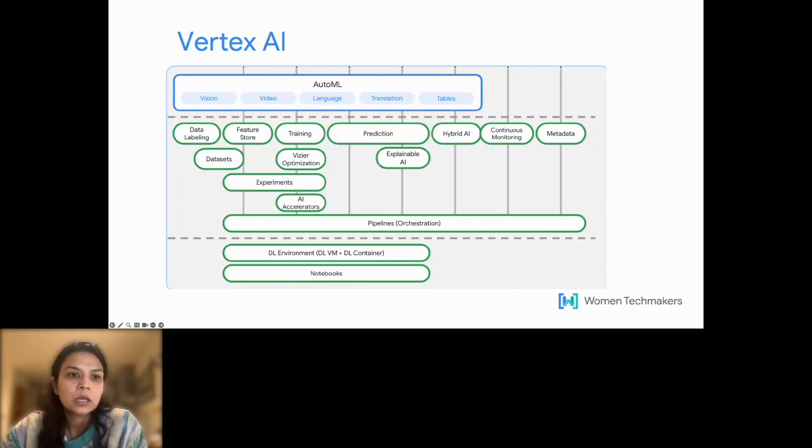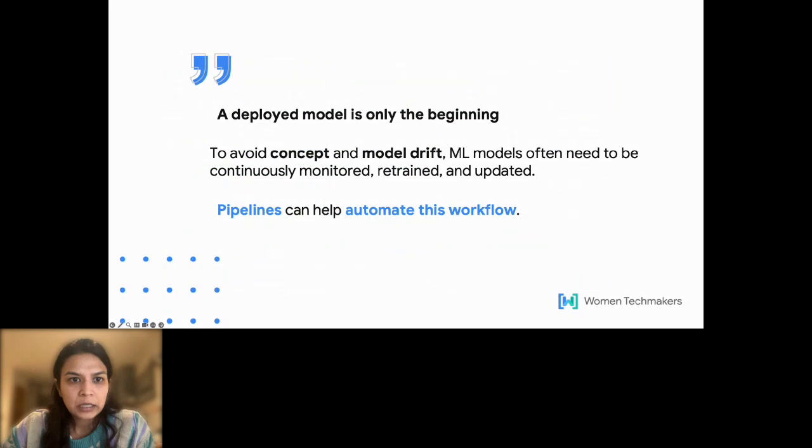If you see the datasets, the data labeling datasets, the feature store, all these tools help you in your data pre-processing stage. Then training, Vizier optimization, experiments, all these tools help you in your model training phase. So you can use Vizier optimization for your hyperparameter tuning and things like that. Then the prediction, explainable AI, hybrid AI, all these are used for your model deployment. And then you can do continuous monitoring and metadata. So that is it about Vertex AI.